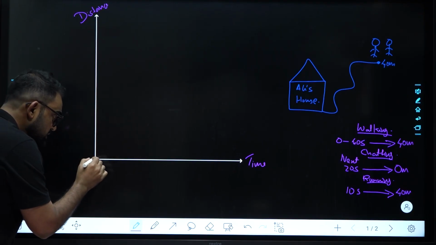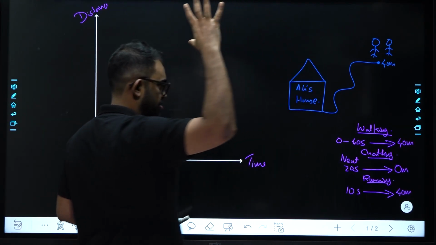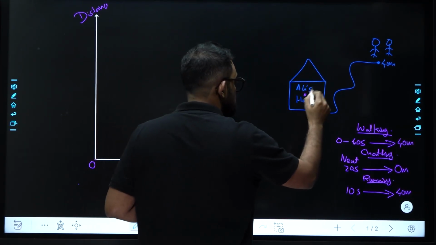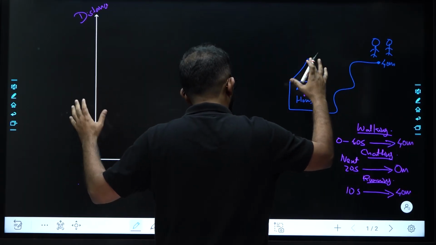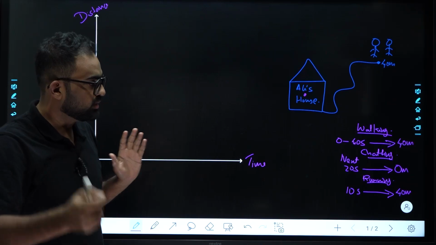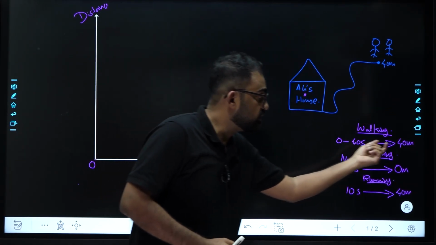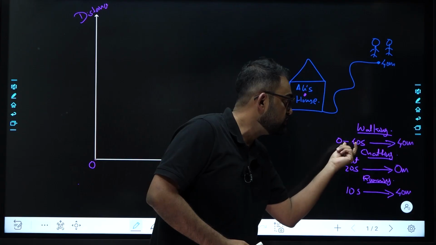So this is the point which is exactly equivalent to the position of Ali's house. Remember one thing, these 2 points are not equal, these 2 points are equivalent to each other. Now we can easily plot the first event, that is the walking event. How much distance did he cover? 40 meters. He covers it in how much time?